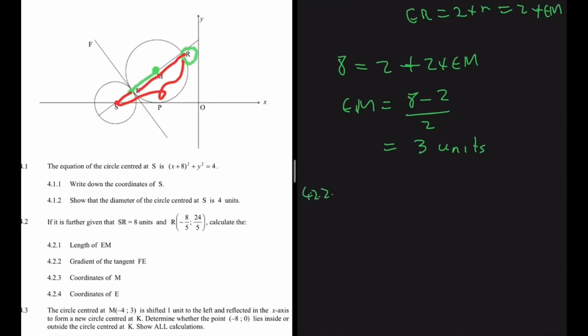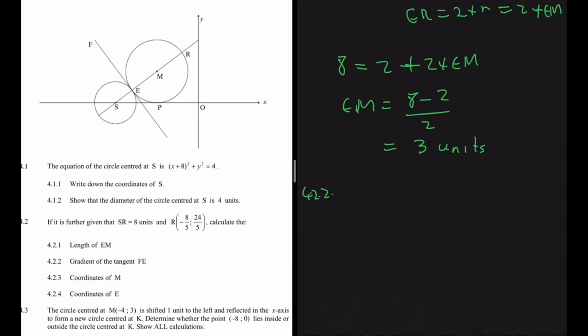4.2.2 says, let's find the gradient of tangent FE. FE is the tangent of both our small circle and our big circle, right? So we know fully well that the radius and the tangent are perpendicular to each other, so the product of their gradients will give you -1. So if we find the gradient of ER or the gradient of SE, then we're going to be able to find the gradient of tangent FE, right?